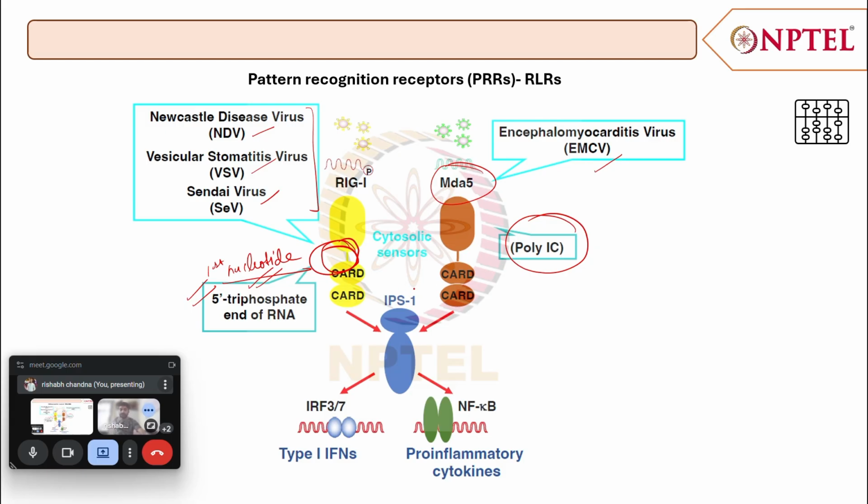they bind with IPS1, and that leads to the activation of IRF3 or 7 and NF kappa B. So this will increase the production of type 1 interferons and pro-inflammatory cytokines that will actually lead to antiviral response. Okay, so this is how these particular receptors work and how they get activated in response to different viruses.